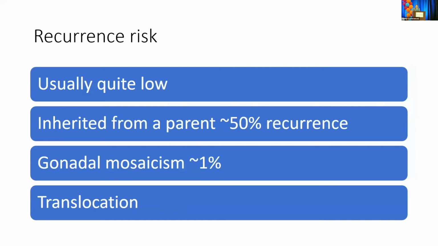So the recurrence risk of these chromosomal differences actually is quite low. There are a few things that can increase the risk of recurrence, and I think these are really important to know about for families. So you can have an inherited change from a parent, and this is really important for duplication 15q because parent of origin is very important. And we're going to talk about that in the specific session for 15q. So you can have those as high as a 50% recurrence risk if something's inherited from a parent.